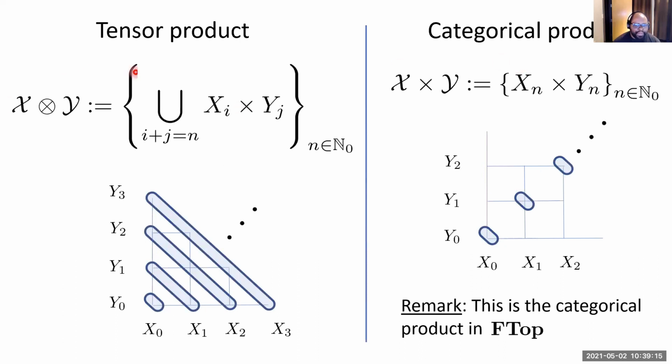Those are the two filtrations that we're going to focus on. The tensor product filtration, which is motivated by CW complexes, and the categorical product, which was motivated by Rips complexes, but actually turns out to be the actual categorical product in the category of filtered topological spaces, meaning that it satisfies the typical universal property.